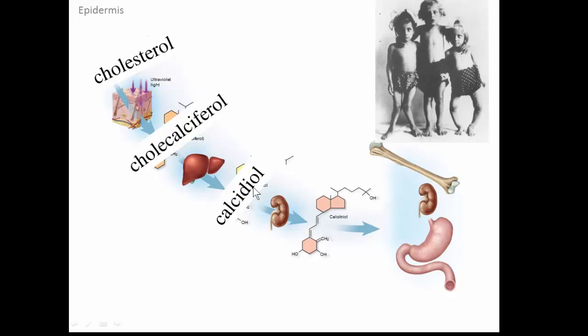And then the calcidiol goes to the kidneys, and the kidneys convert the calcidiol into calcitriol. And then the kidneys release the calcitriol, where it goes to different areas of the body, but one of its main targets is the small intestine, where it helps to increase our absorption of calcium, increasing our blood calcium levels, and that helps us to do things like build bone and keep our heart healthy and our nervous system healthy.